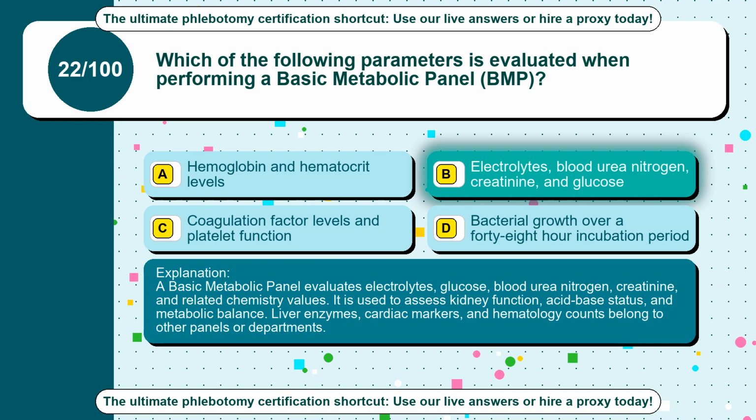A basic metabolic panel evaluates electrolytes, glucose, blood urea nitrogen, creatinine, and related chemistry values. It is used to assess kidney function, acid-base status, and metabolic balance. Liver enzymes, cardiac markers, and hematology counts belong to other panels or departments.